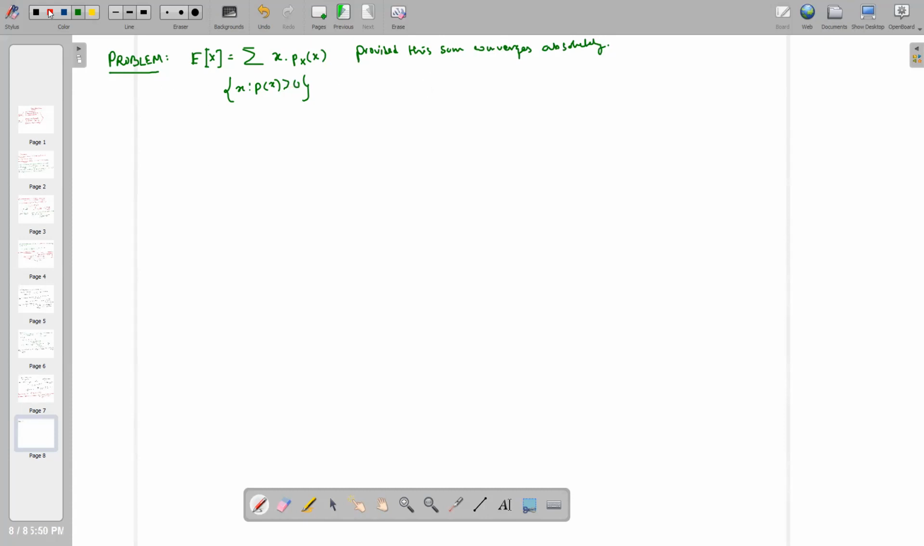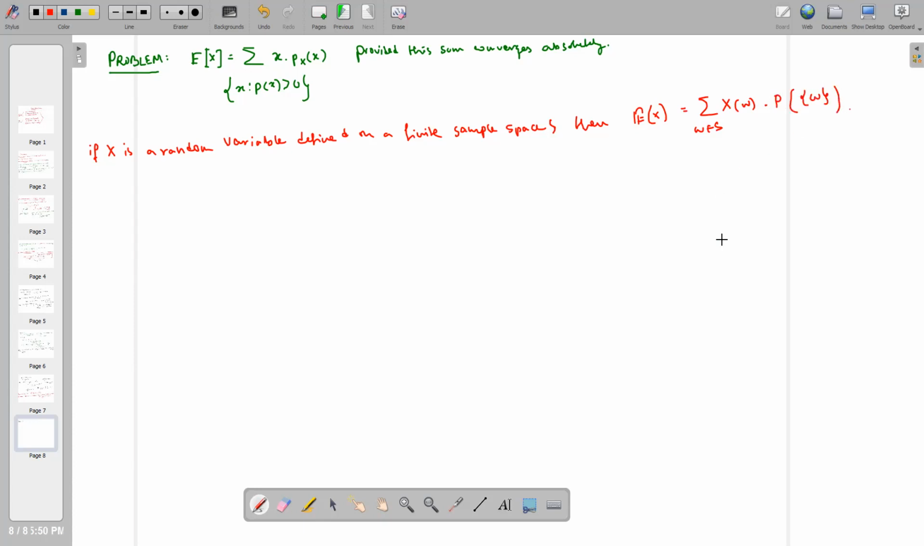So now I defined expectation like this: if X is a random variable defined on a finite sample space S, then the expectation of X is this, right? So try to prove why they are equivalent.